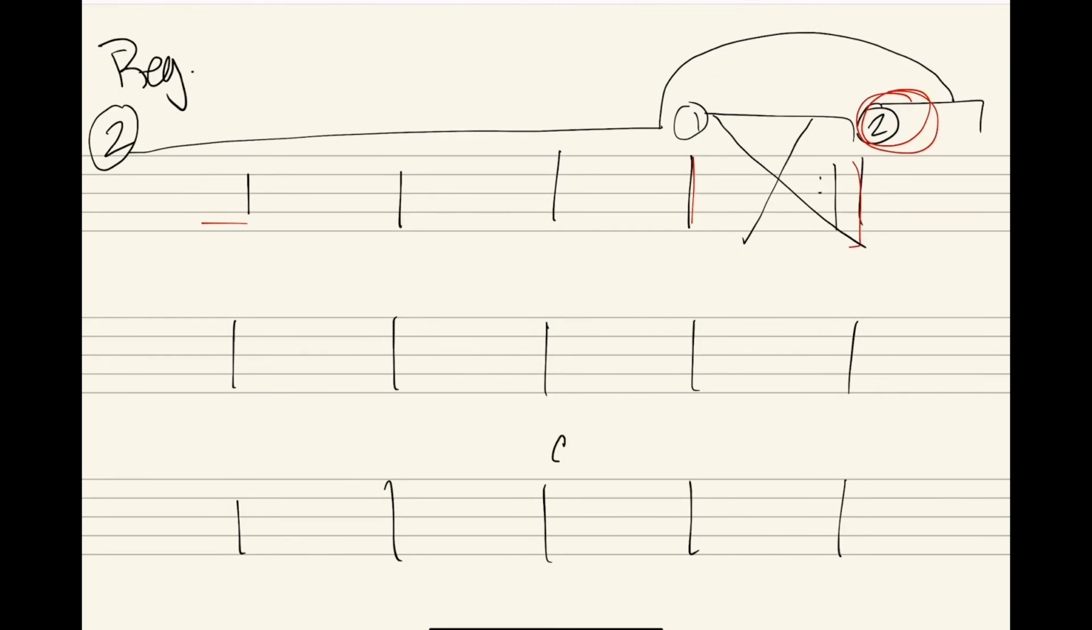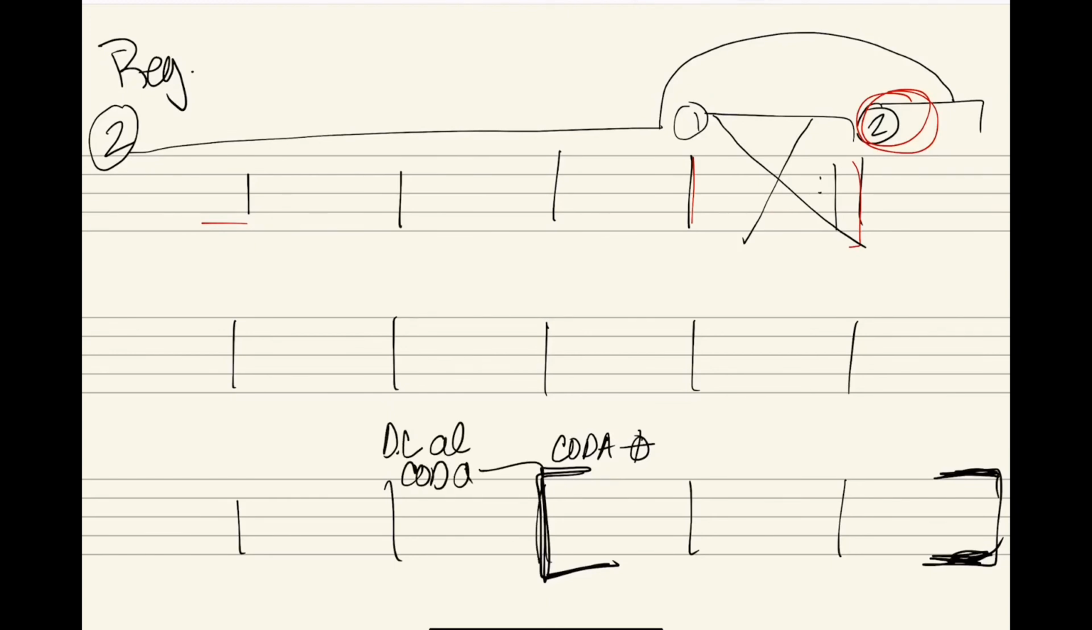Now, let's say that we have a coda in this particular piece. So what we're going to do is we're just going to create a really quick coda here at the very end. We're going to bracket off that section just to make it nice and clear. And then we're going to have some words that say DC al coda. So we're going to go ahead and add those in just right before the coda.